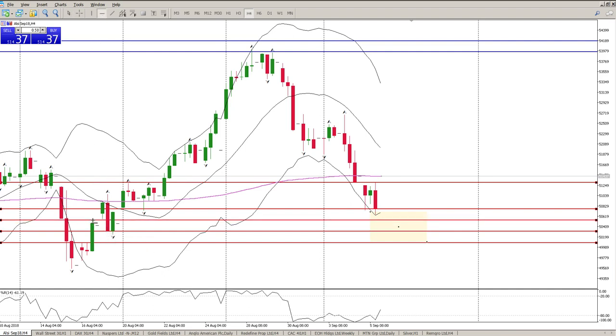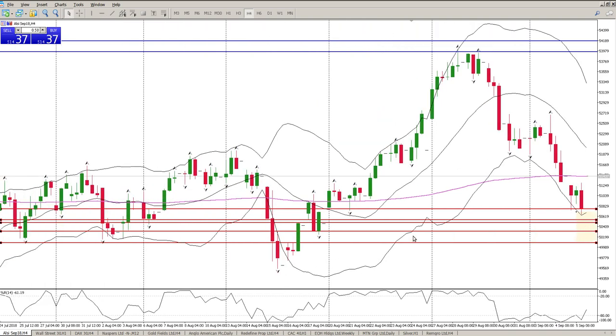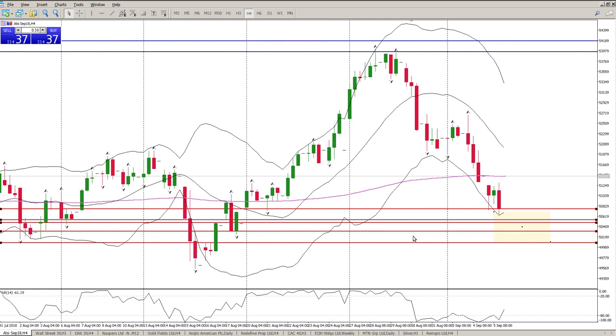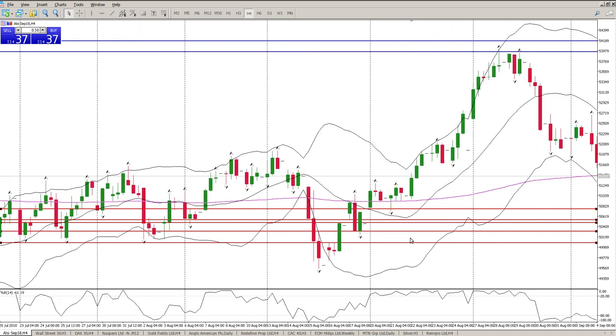See, there's an inside tail there, there's an inside tail there, and take this one down. There's an inside tail, another inside tail. So those are my levels. Somewhere in this area I would expect the buyers to step in. And yeah, the most logical one is going to be around this 50,000 area. So 50,300, 50,080. Somewhere in this 50,000 area I would expect buyers to step in.